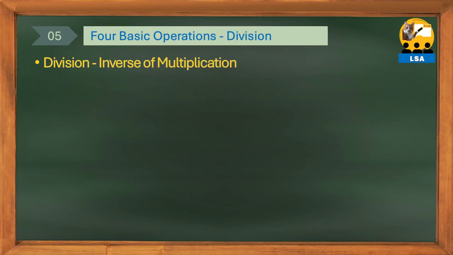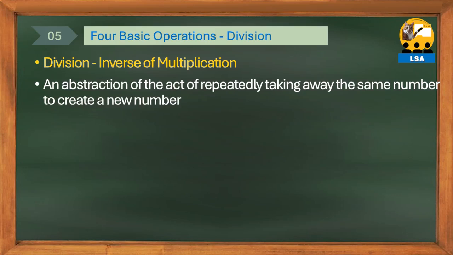The final basic operation is division. If multiplication is repeatedly adding the same number, division expresses the act of creating a new number by repeatedly taking away the same number. Therefore, division becomes the inverse operation of multiplication. I just told you the conclusion directly, but do you understand?